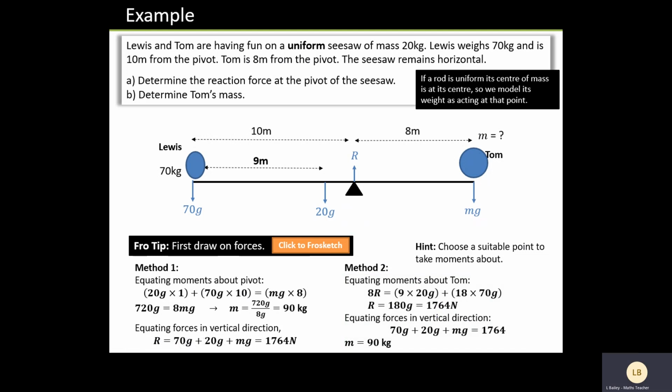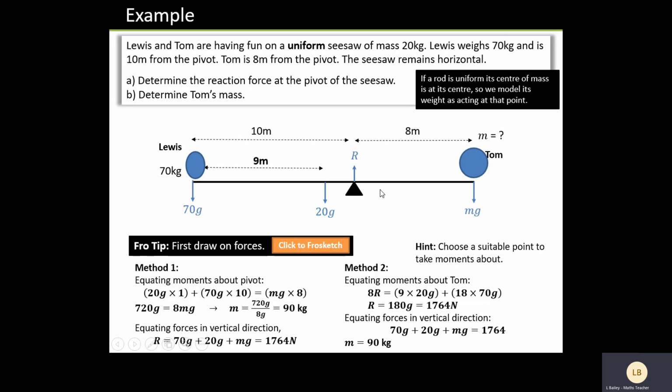Okay, we can take moments about any point that you want. We've taken moments about the pivot. If you would prefer, you could take moments about where Tom is. From where Tom is, because his weight is going through where Tom is, there's no perpendicular distance, so I don't need to worry about the m this time. The pivot is 8 meters away, and the reaction force is going upwards. So I've got a perpendicular distance of 8 meters from the line of action of the force. So that's 8R.